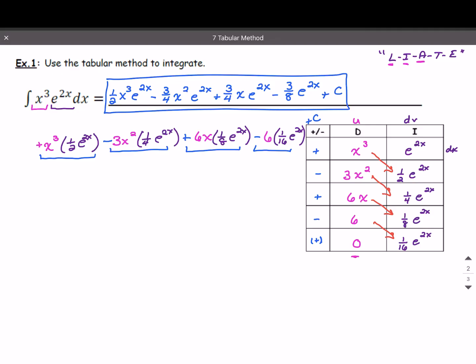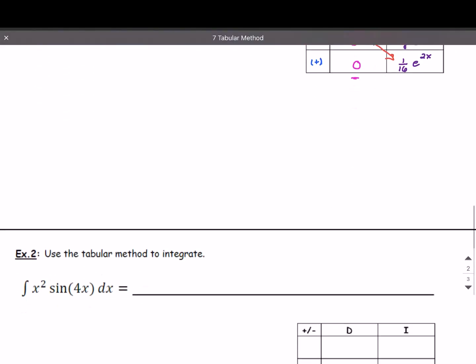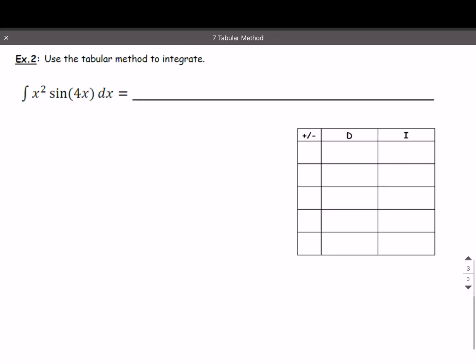Whoa, right? That's a lot easier organizing it in the table than having to pick a u and a dv 1, 2, 3, 4 times, right? So this is a little easier when we're going to have to do it more than once. Let's try one more together. Or if you want to pause the video, try it yourself and then come back and see. That's also okay, guys.